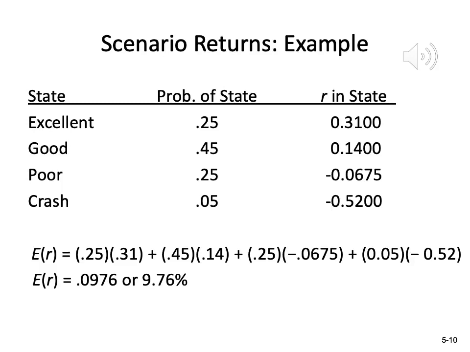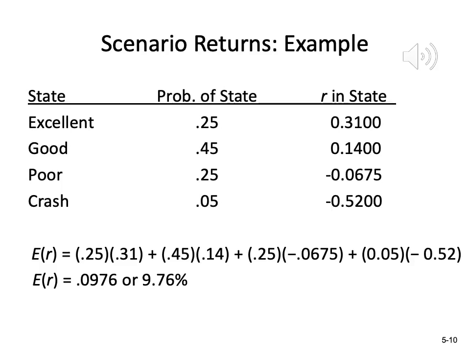In the excellent state, with a probability of 25%, the stock will return 31%. In a good state, 45% of the chance, the stock will return 14%. In the poor state, 25% chance, the stock will lose 6.7%. If the market crashes with a 5% chance, the stock will lose 52% of its value.